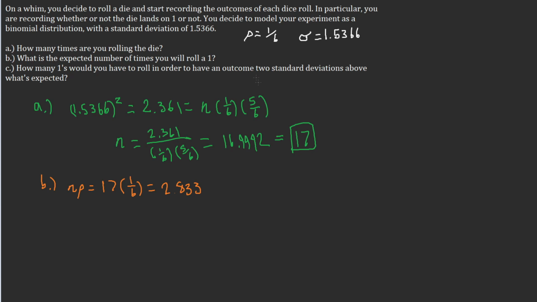Now I want to point out here that we are actually done here for part B. This is going to be our expected value. We're going to say it's 2.833. And you might have the question in your head, well, why don't we have to round our expected value, or our mean of this binomial distribution, to a whole integer? Why is it okay to leave this as a decimal, whereas our number of trials has to be a whole number?